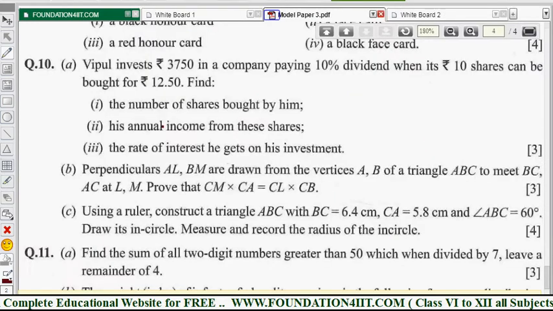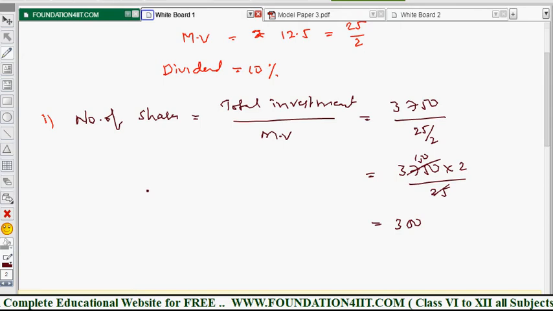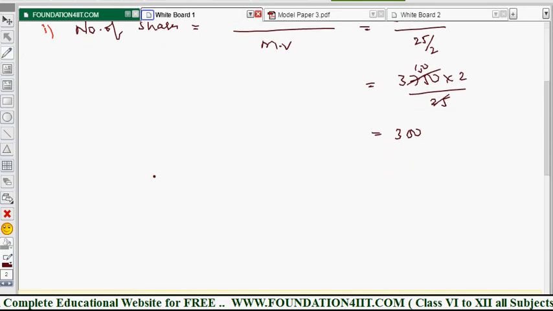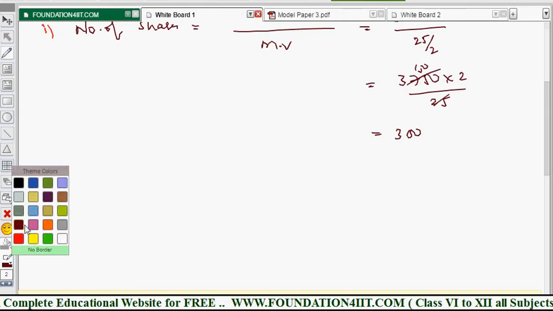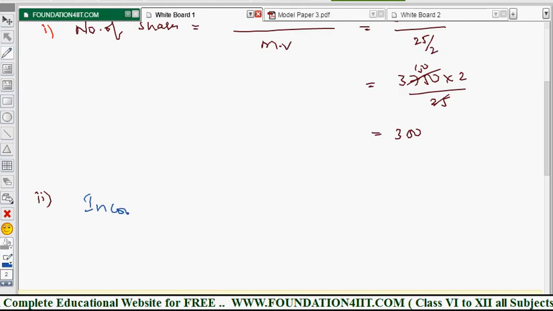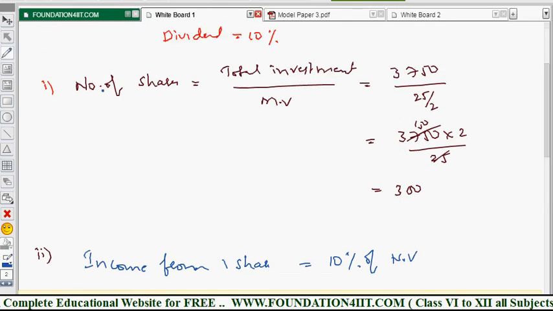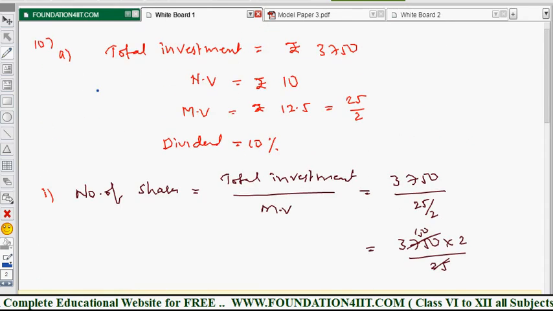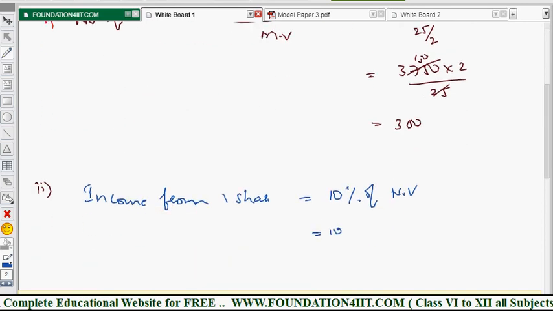Now the second one, observe, is annual income from these shares. We need to find out the income on one share first. To find out the income on one share, we need to find out the dividend. Dividend is 10%. So income from one share, from that you can find out all the income. Dividend is 10% on nominal value. Nominal value is rupees 10. So dividend percent on nominal value is the income from one share. 10% of 10 is 10 by 100 into 10, that is equal to 1. So rupees 1 is the income from one share.